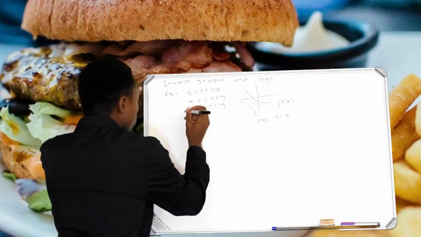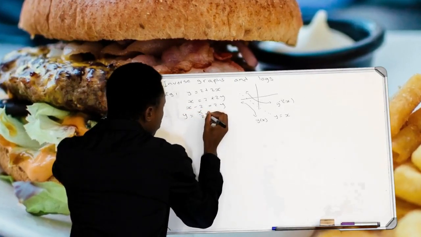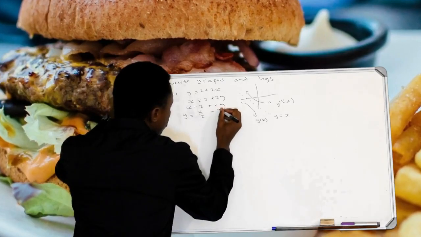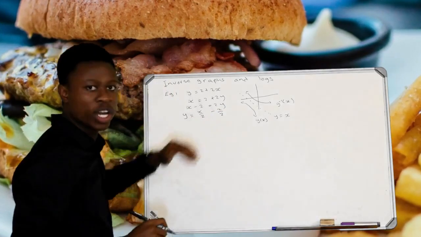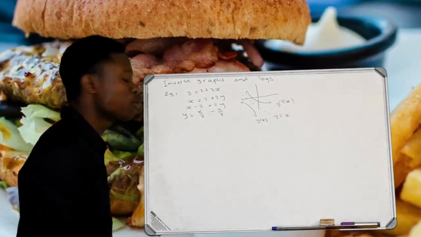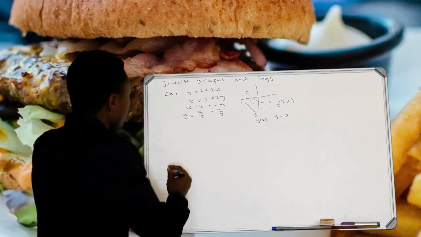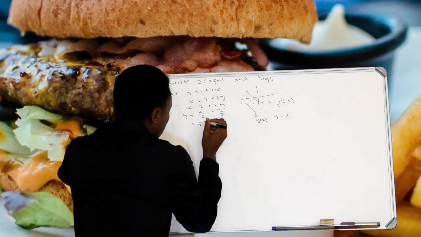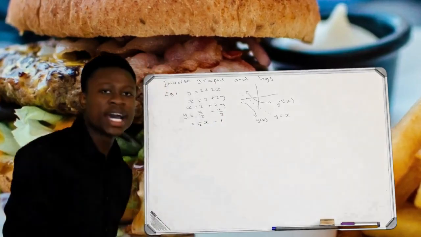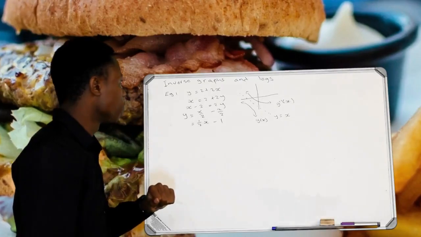So my equation becomes y is equal to x divided by 2 minus 2 over 2. This is what it becomes because I divided x by 2 and I divided negative 2 by 2, and 2y divided by 2 becomes y. So this is equal to half of x minus 1. That is my final equation and that is my graph.